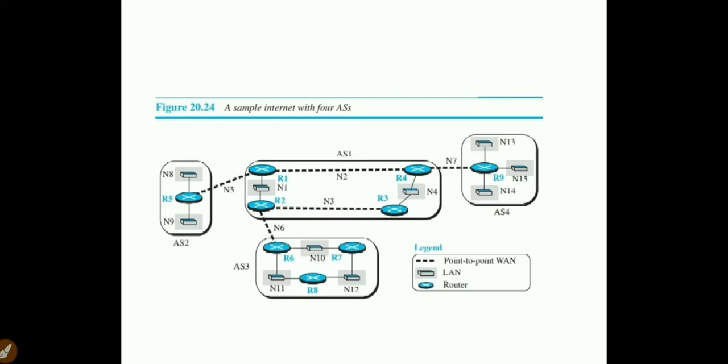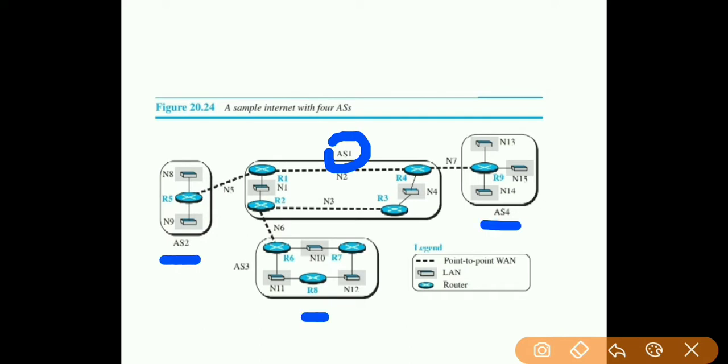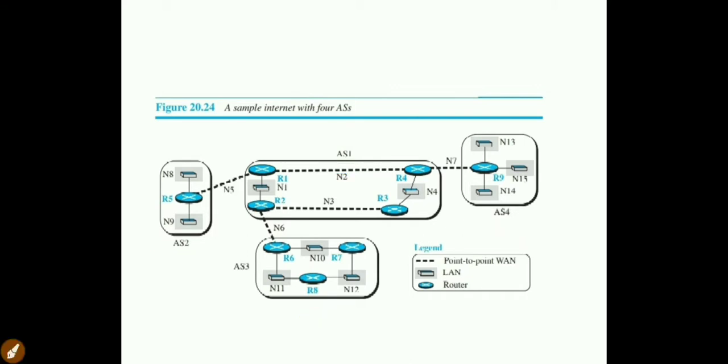So as we know, AS is an autonomous system. Take this scenario: we have 4 autonomous systems, AS1, AS2, AS3 and AS4. All these 4 autonomous systems are taken. There are some special routers here. As we discussed with the area border router in OSPF, in BGP also you have border routers. These border routers help to communicate between two autonomous systems. It acts as a bridge between any two autonomous systems.